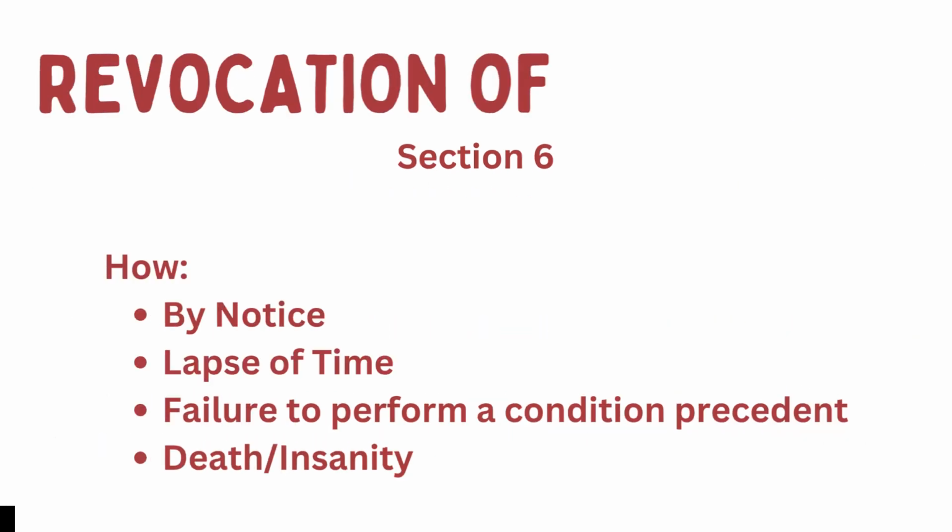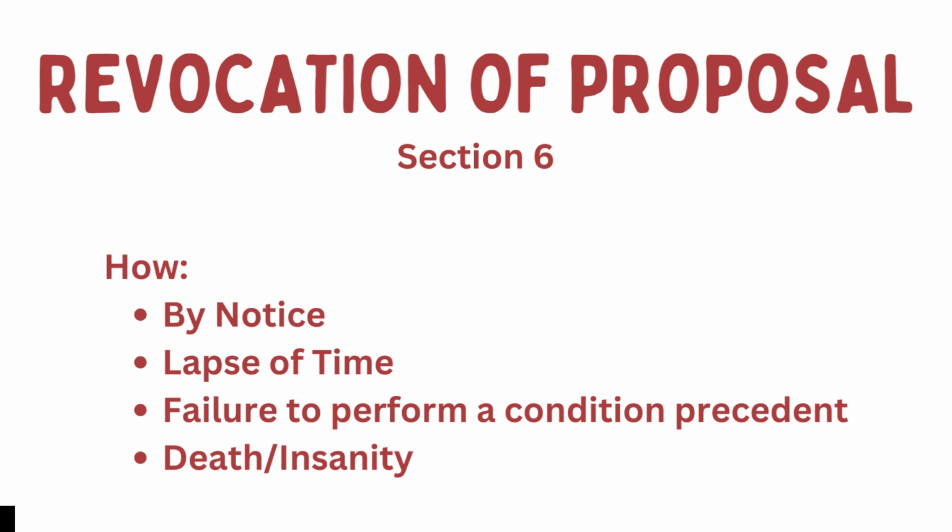The last topic of the day is revocation of proposal. Section 6 of the Indian Contract Act provides for four modes of revocation of proposal. The first mode is by notice. Notice can be oral, written, or it can be even by conduct. For example, if I tell you that I want to sell my house to you, but later on I sold it to someone else, this is the revocation of proposal by conduct.